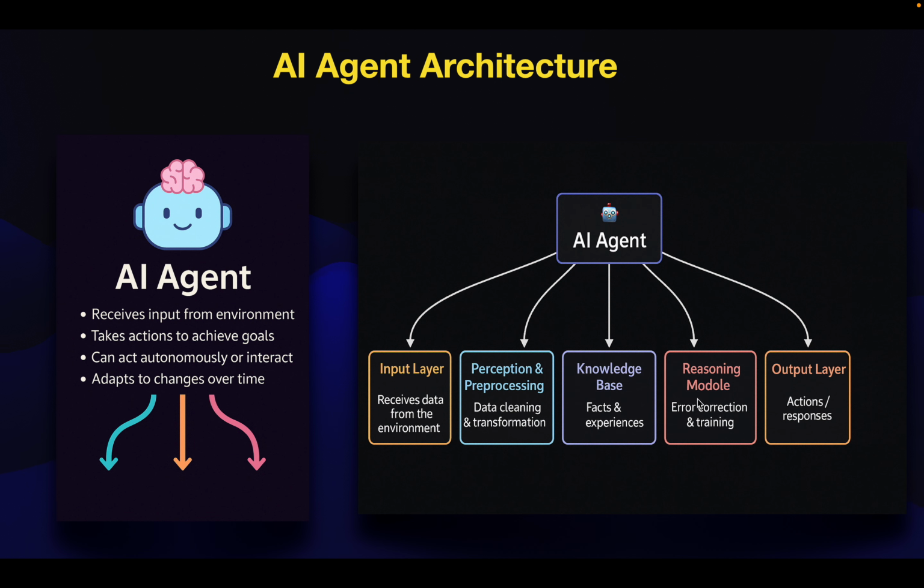We have the reasoning model. This is where the agent evaluates options, performs error correction, retrains itself and selects the best one. This is the brain behind the decision making. And finally we have the output layer. This is where the agent takes the action, where it responds to the user, updates a dashboard or triggers a system. The goal has been achieved, the action is taken and the cycle is complete.